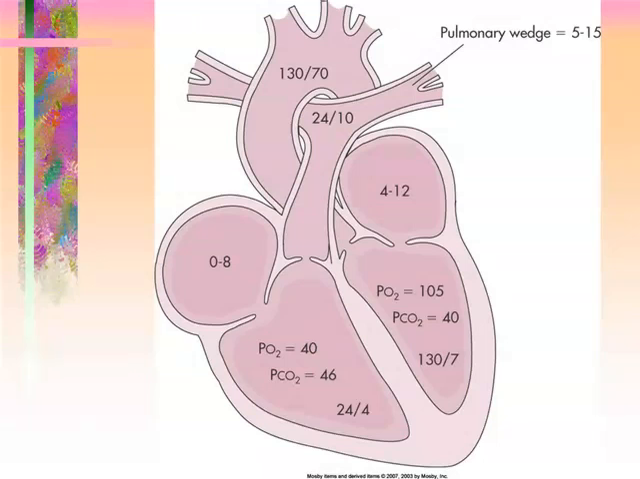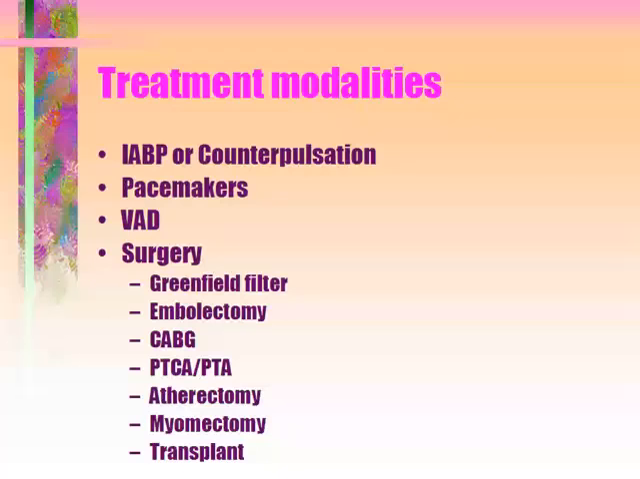This shows the different values for pressures in the different areas. Your pulmonary wedge is between 5 and 15. Your PA diastolic, on the other hand, is 24/10. Your PA diastolic and your pulmonary wedge pressure should be about the same, plus or minus 2. But these are the different changes that you might have.